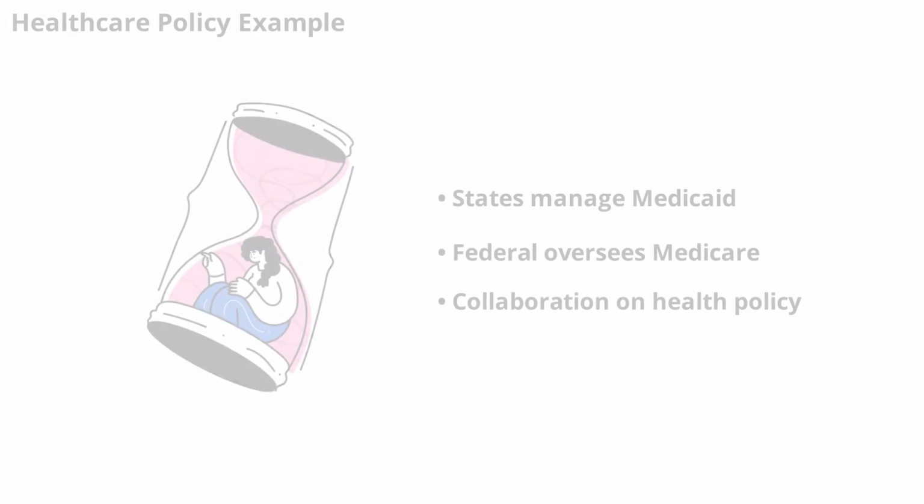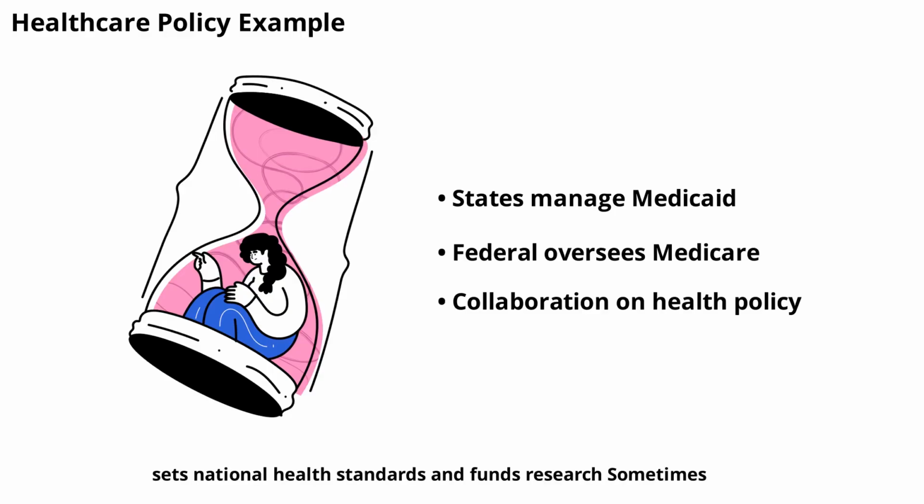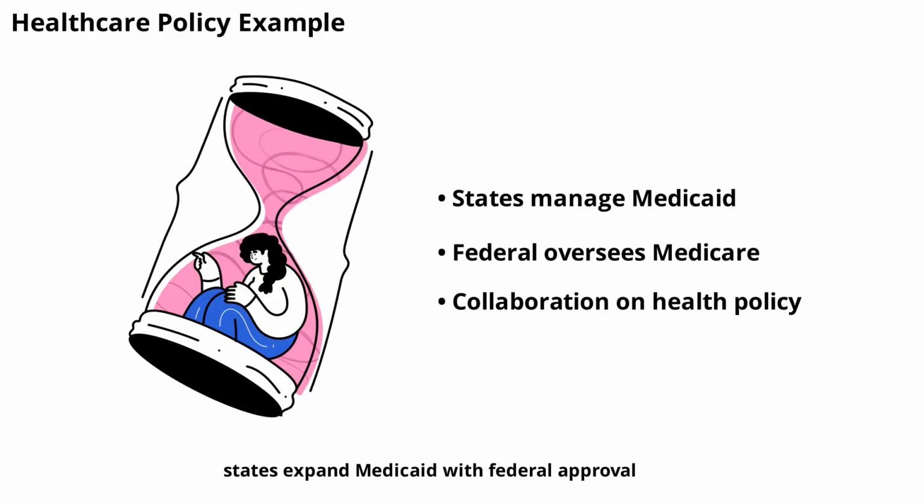Healthcare. Healthcare policy also shows the division between state and federal offices. States manage Medicaid, public health programs, and licensing for medical professionals. The federal government oversees Medicare, sets national health standards, and funds research. Sometimes, states expand Medicaid with federal approval, showing how both levels can innovate and collaborate.